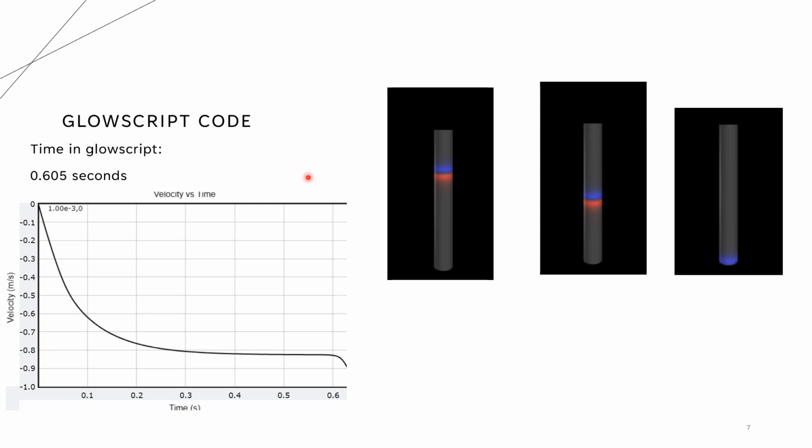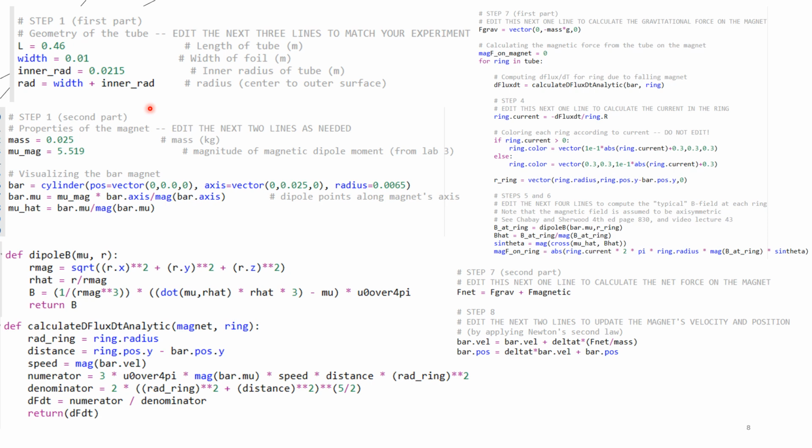So this is the GlowScript model with the magnet falling through it. This is almost at the top in the first half, this is halfway through, and this is at the bottom. All of this took 0.0605 seconds for the calculation to happen in GlowScript. This isn't the actual time because I changed the rate, but it took about 0.61 seconds to fall through, which is very different from the time I got in the actual lab, which was 1.314 seconds.